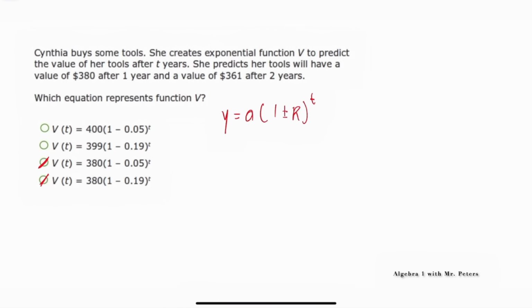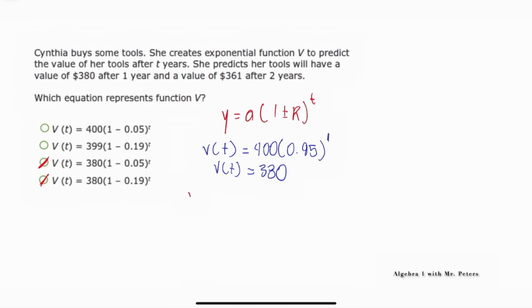Now what we want to do is focus on A and B and determine what is the value after year 1. So we have V of t is equal to 400 times 0.95 to the 1 power. Anything to the 1 power is just itself. So when we simplify this expression, V of t after 1 year is 380. So this is probably the correct answer, but let's just make sure.